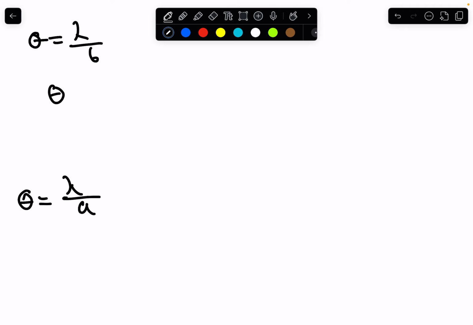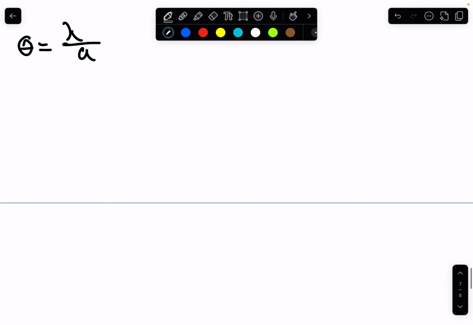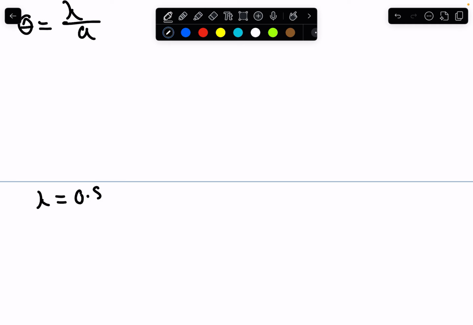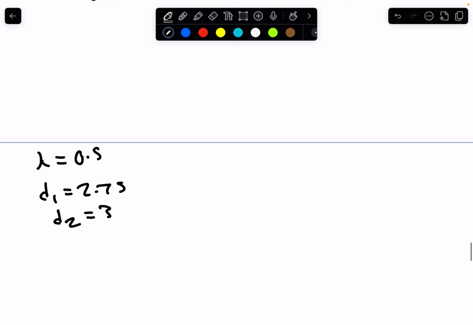Okay, two coherent sound waves emit wavelength 0.5 meters at a point, so 0.5, at a point 2.75 meters from one source and 3 meters from another. So D1 equals 2.75. So as soon as you see this, there's a difference of 0.25 between them, okay? And what does 0.25 mean? That means that there is a phase difference of half lambda, because that is half the wavelength.